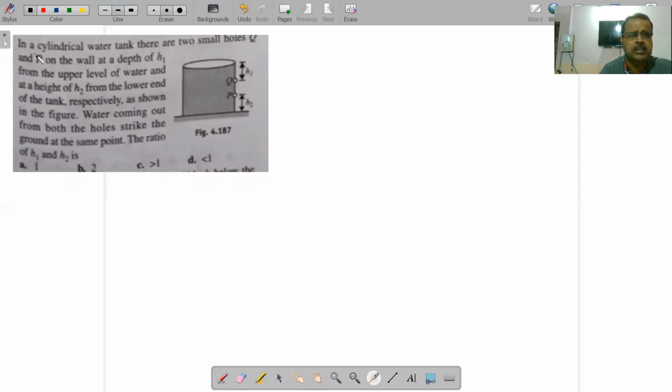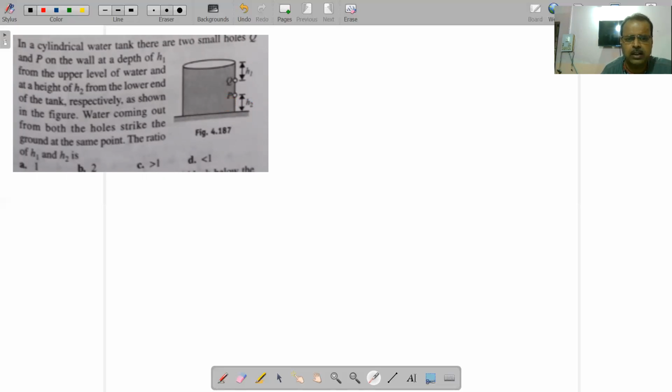Let's read the problem first. It is mentioned that in a cylindrical water tank there are two small holes, Q and P, on the wall. At a depth H1 from the upper level of water, a hole Q is present through which water is coming out, and another hole P is present at a height H2 from the bottom of the liquid.